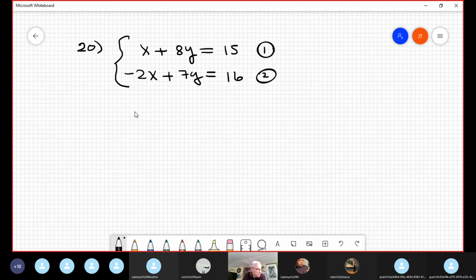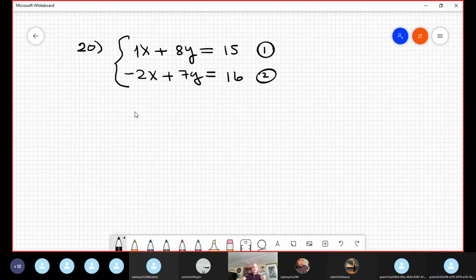The question says, solve the system of equations using substitution. In the packet it is mandatory to do it by substitution. In real life, no. You make a decision about which way you prefer. But okay, I respect the packet, so we are using substitution. So I ask myself, what is the variable that contains coefficient 1 or negative 1? Oh, this one.